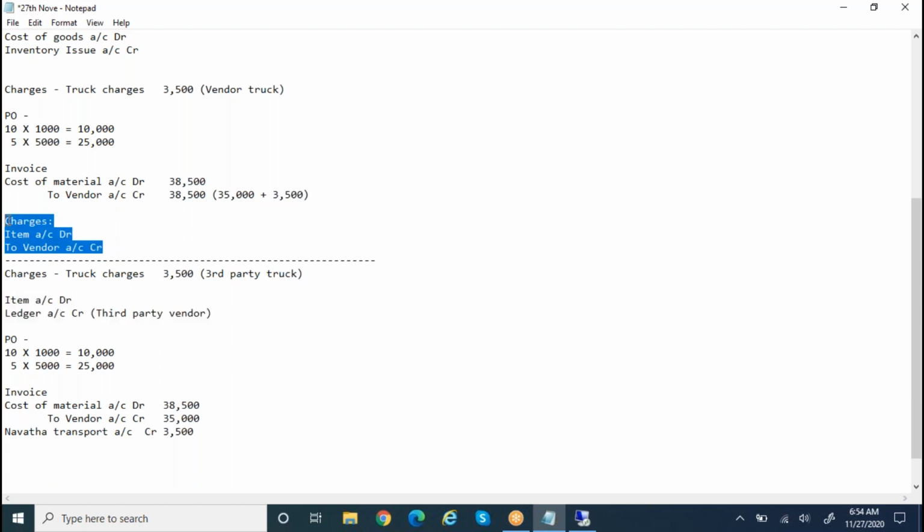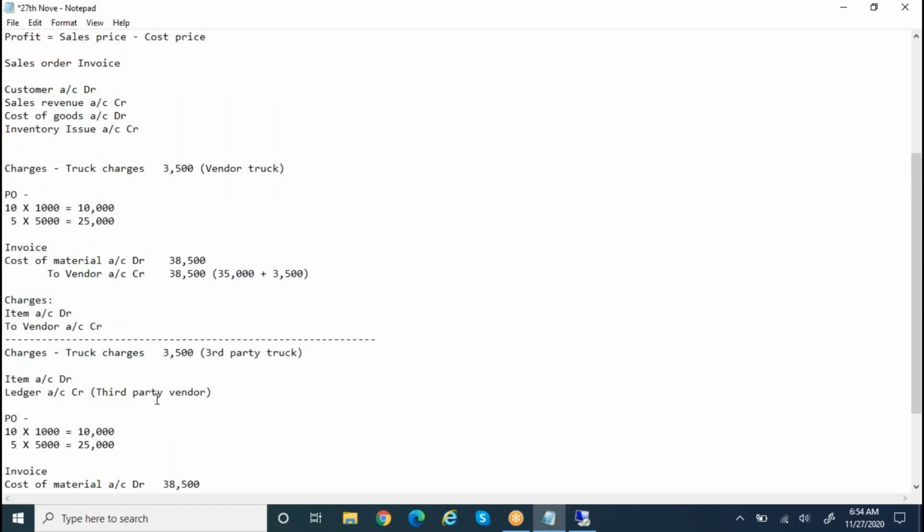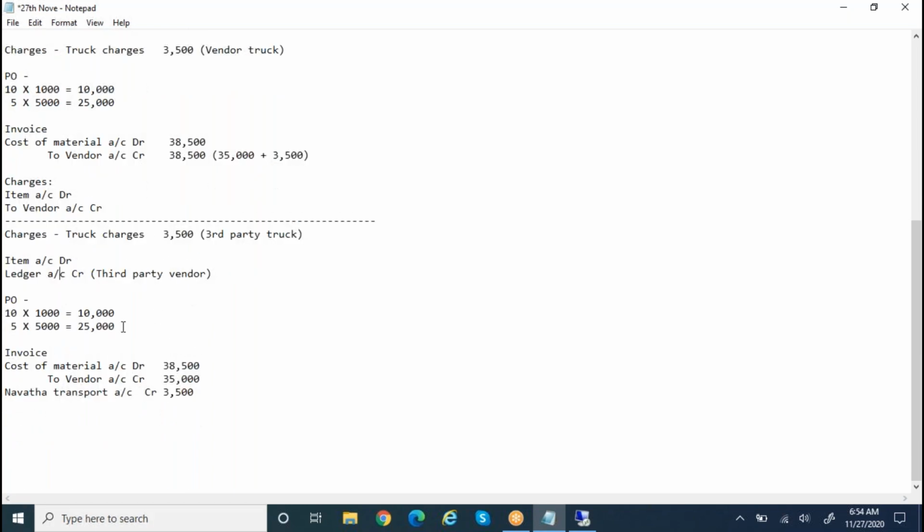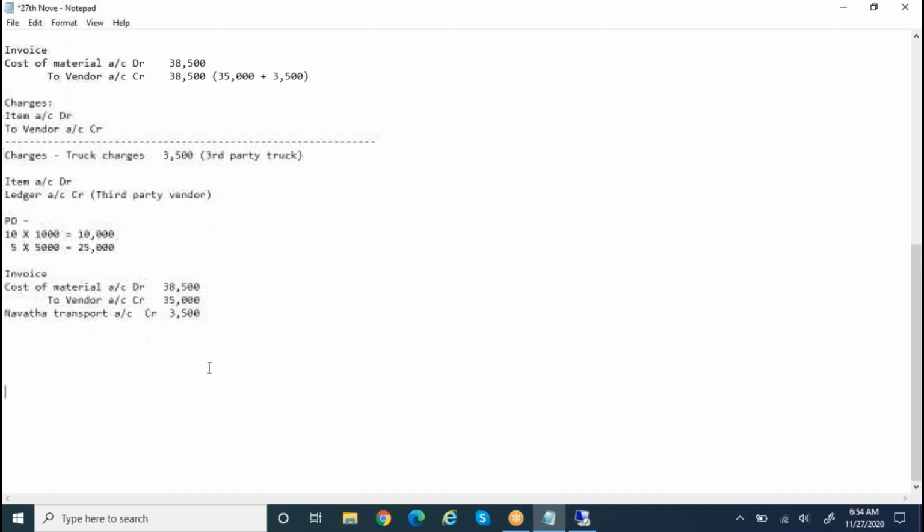Understood these two setups? Item account debit to vendor account credit. Here item account debit to ledger account credit. Based on the situation you are going to map. These are the two scenarios. Okay, fine. This is pure finance. I know majority of logistics people will be confused about these debits and credits. So for them, leave it. Now for all people, I want to discuss here.